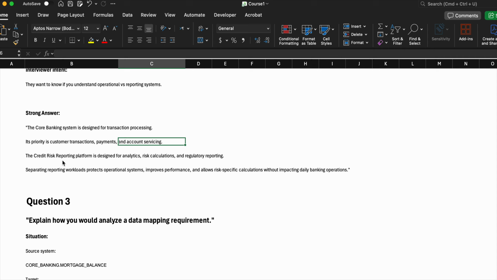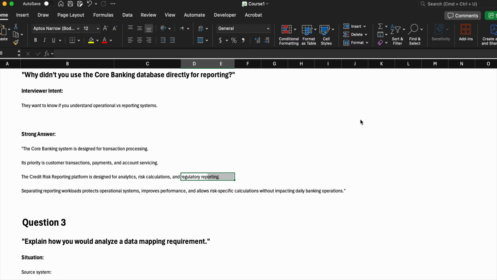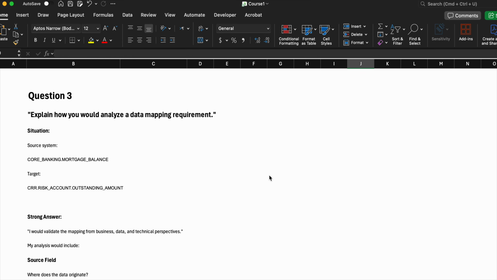The credit risk reporting platform is designed for analytics, risk calculation, and regulatory reporting, right? And also we need multiple data. We need customer data, but here we have only transaction data. We need customer demographics data also. So that's why we have to build a separate database for reporting purposes.